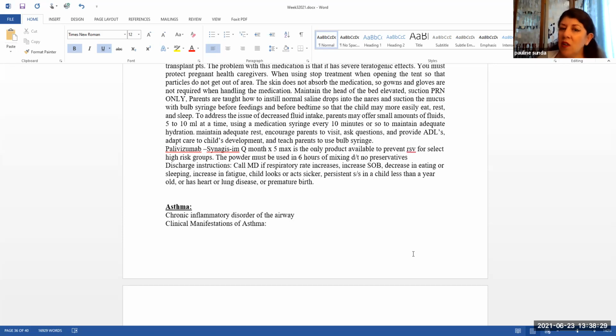Discharge instructions: you want to call the doctor if the respiratory rate increases. There's an increase in shortness of breath, decrease in eating or sleeping. You see an increase in fatigue. If the child is looking or acting sicker, anytime you have persistent signs and symptoms in a child less than a year of age, or a child that has heart or lung problems, or they're premature, you want to give the doc a call.